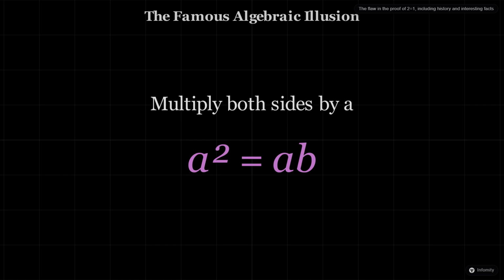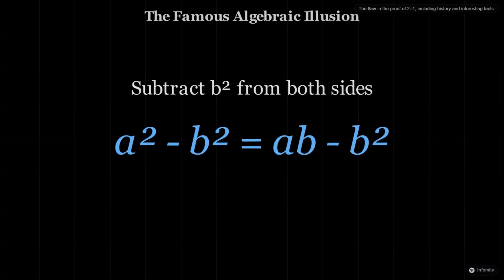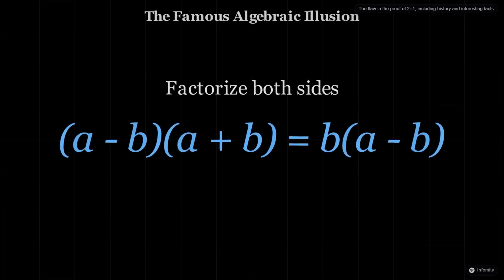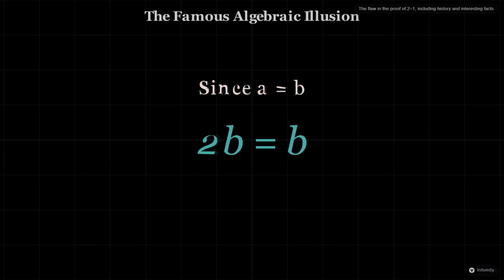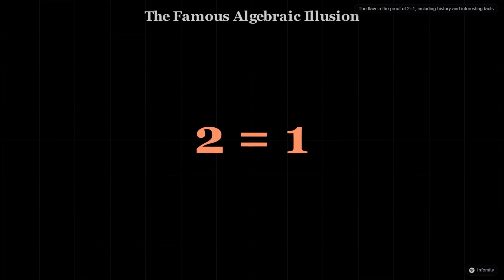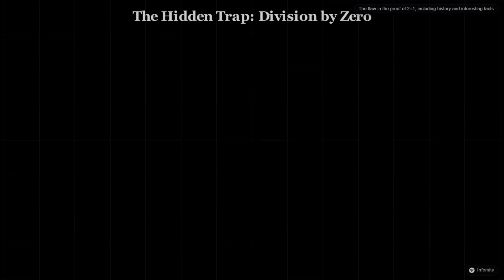We start by assuming A equals B. Through perfectly symmetrical operations, we multiply, subtract, factor, and cancel terms until we arrive at 2 equals 1. Suddenly, our perfectly balanced scale breaks. Where did we go wrong? The flaw hides in plain sight during the cancellation step.